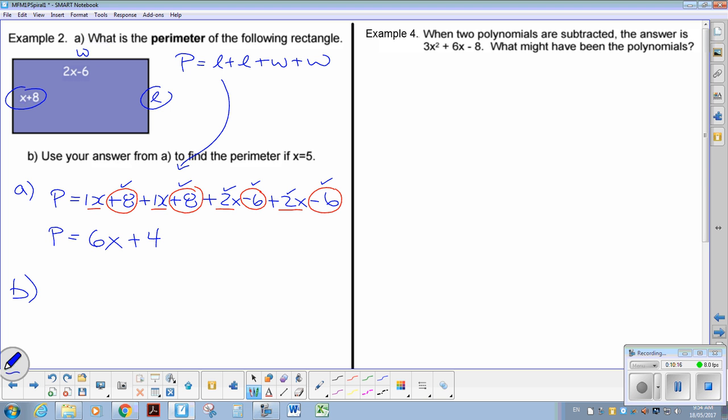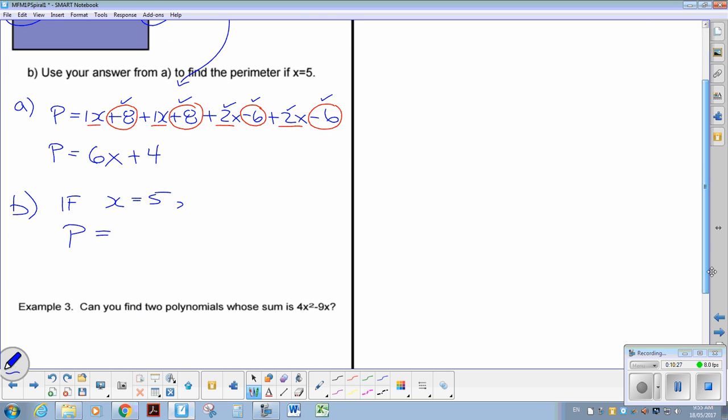B part, what happens if x is 5? So if x equals 5, perimeter would equal, and remember from grade 8, when you do a substitution, we use brackets. So we would have 6, and the x becomes a 5, plus 4. So now we use BEDMAS. 6 times 5 is 30 plus 4, and the perimeter is 34 meters. All right.